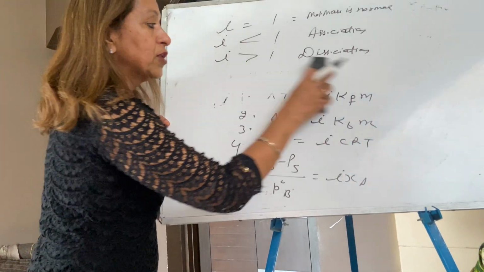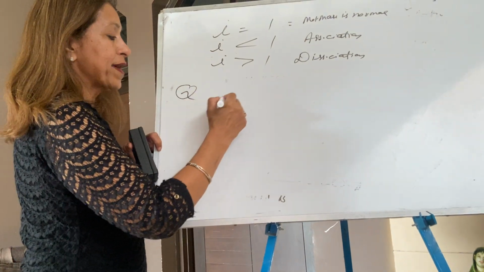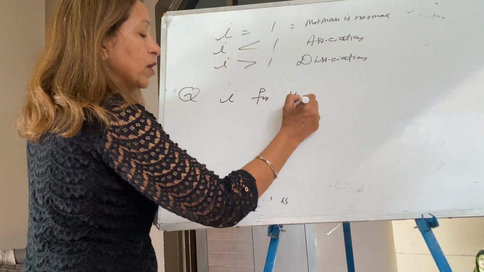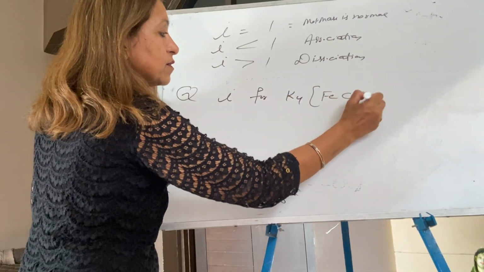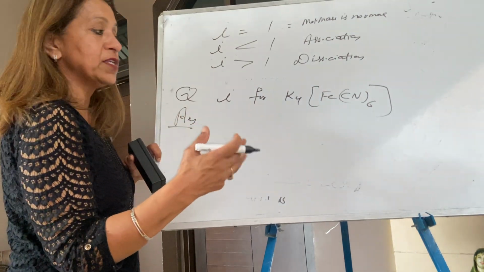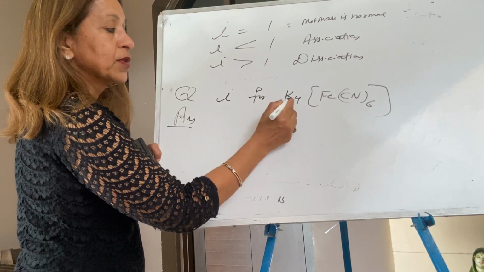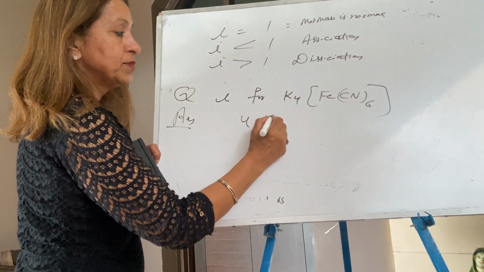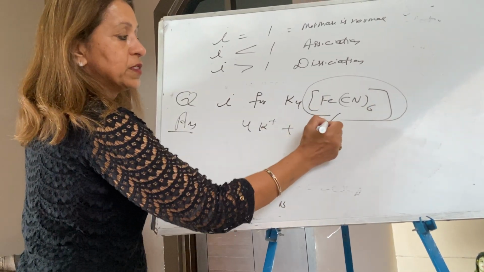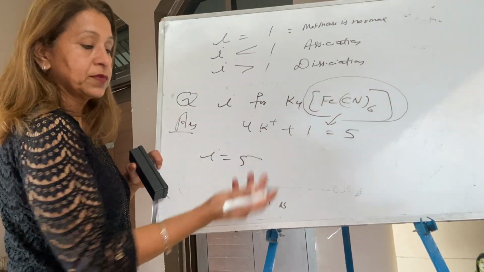Now sometimes a theoretical question may come. You can write one of the questions. What is the value of i for K4[Fe(CN)6]? If anybody asks you what is the value of i for K4[Fe(CN)6], what answer will you give? It's 4 potassium ions, and this is one ferrocyanide ion. 4 plus 1, 5 ions. So i is equal to 5.